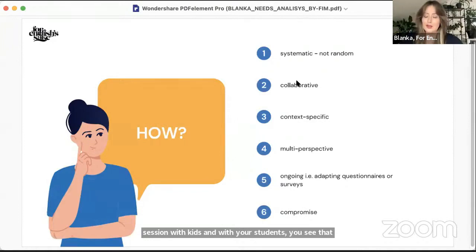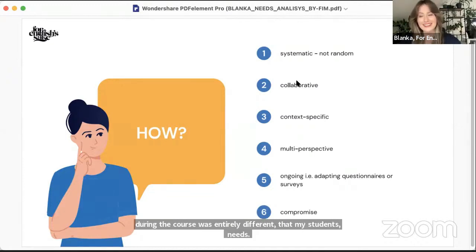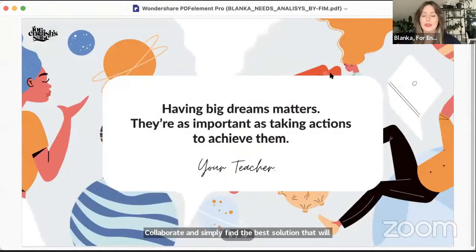Needs analysis, additionally, is context specific, so it should address a very specific situation. For instance, you want to pass a certificate, or you simply want to improve your speaking, your language in general, in order to apply for a new job. So it's a very holistic approach, multi-perspective, and it's a kind of compromise as well. This is what I told you about business English classes. For instance, this is the situation that happened to me, that my idea onto what should be taught and acquired during the course was entirely different than my students' needs and entirely different than the CEO that decided to organize the course. And there was a high need to sit down, collaborate, and simply find the best solution that will fit all needs.